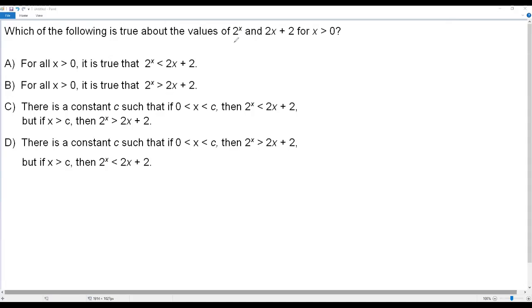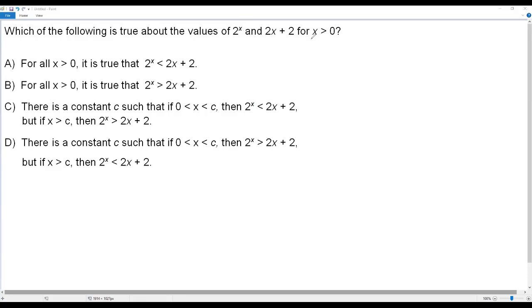According to the question, we have to discuss the values of the two expressions 2^x and 2x + 2 in the given domain, that is x greater than 0. Now let's consider the first expression, which is exponential, because we have a variable at the exponent. Specifically, we have a positive variable at the exponent, and this x takes only positive values according to the condition. And the second expression is linear.